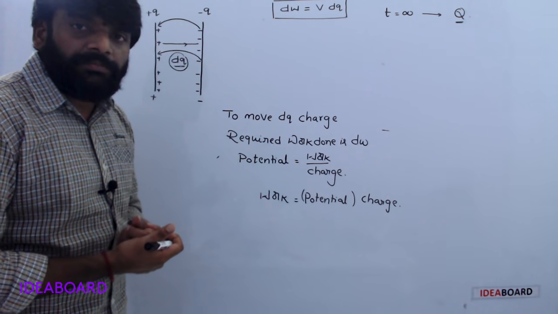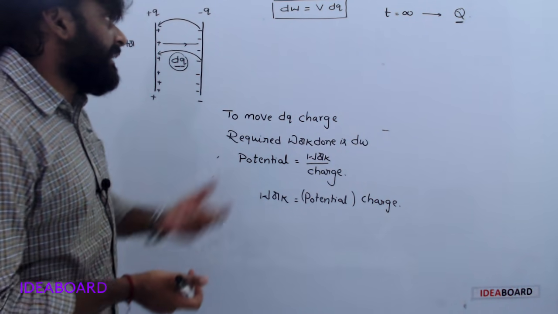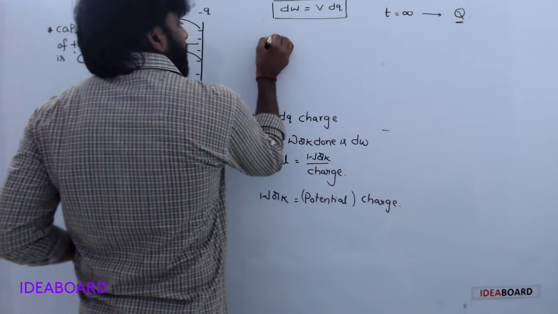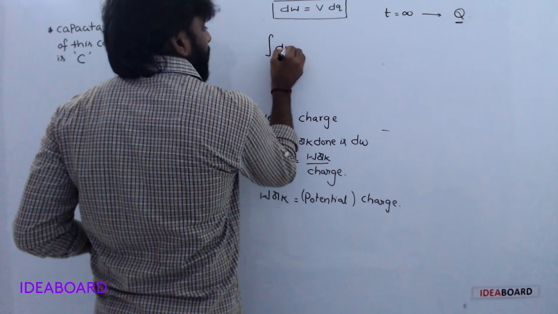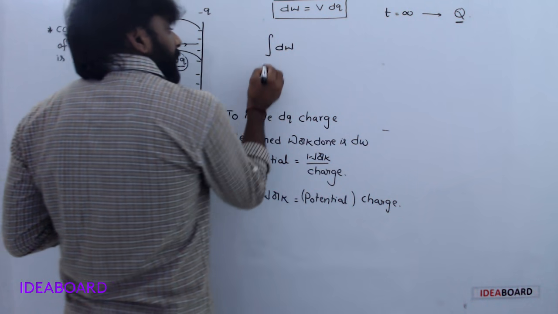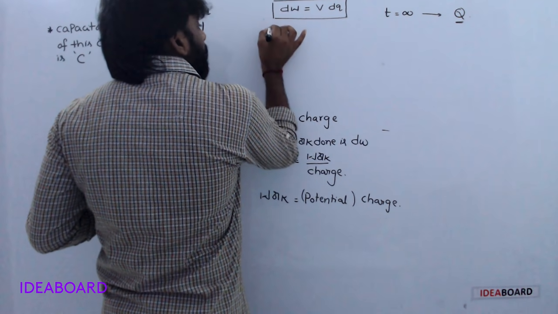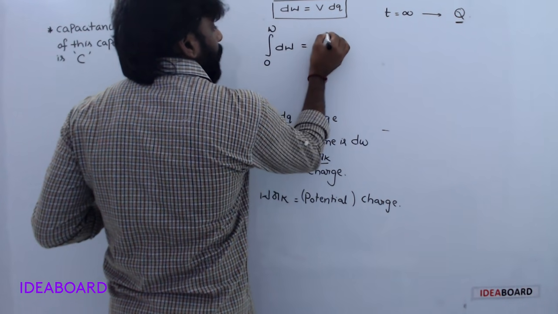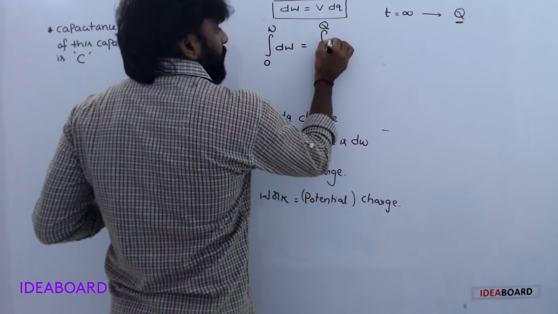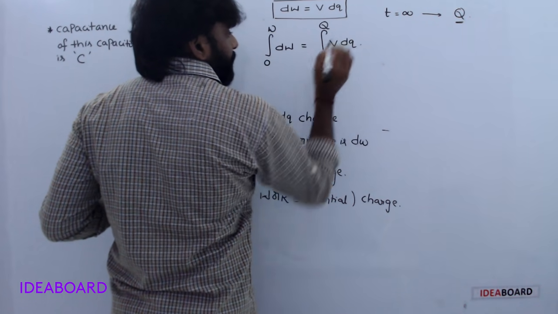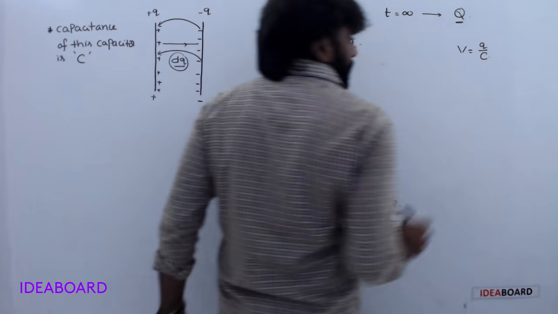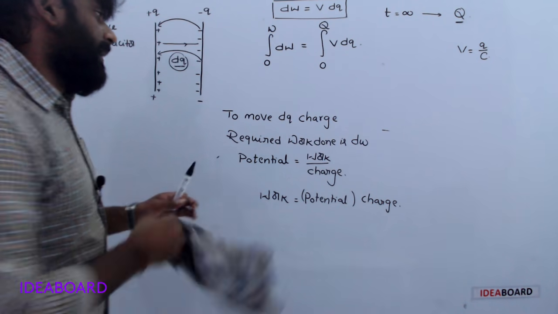How to find out that one? Integrating on both sides to find out the total work done. dW is equal to integral of charge 0 to q, V dq. You know V is equal to Q by C.